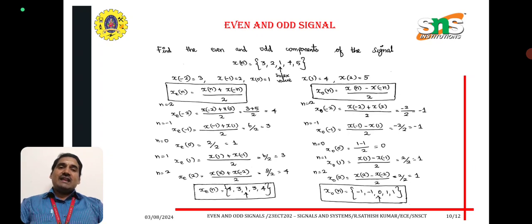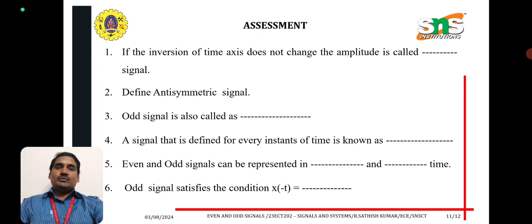Similarly, for the odd signal, x of n minus x of minus n by 2, n varies from -2 to +2. We get x odd of -2 is equal to -1, -1. N is equal to 0, 0. N is equal to 1, 1. N is equal to 2, 1. x odd of n is equal to -1, -1, 0, 1, 1. The 0 represents the index value.